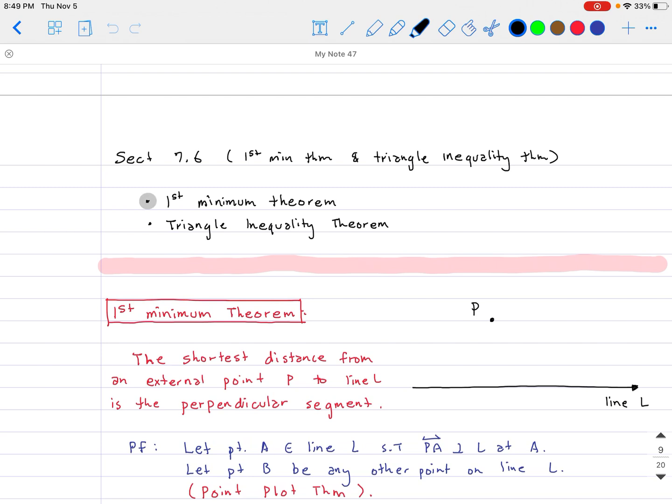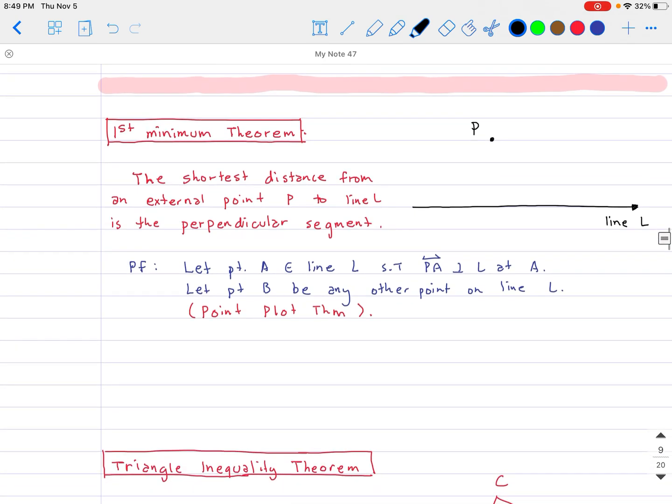The first one is what is known as the first minimum theorem, which is a very minor one, but it's kind of nice to know. And then the triangle inequality theorem, that's going to be the big one that we're going to be using for quite a while from here. All right, so here's the first part then.